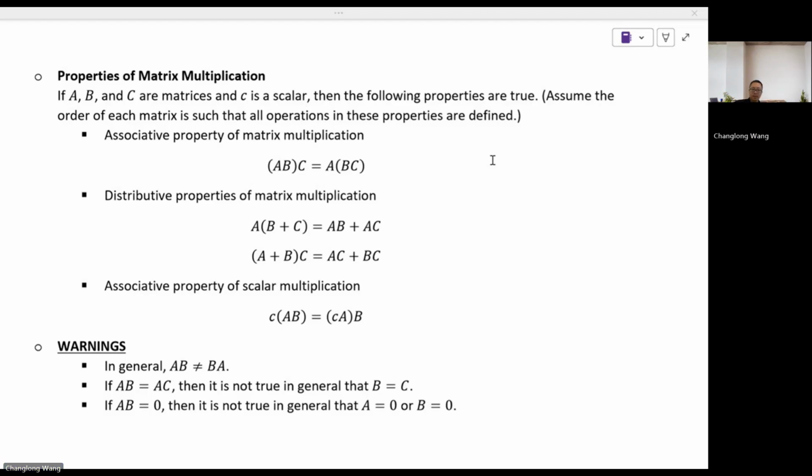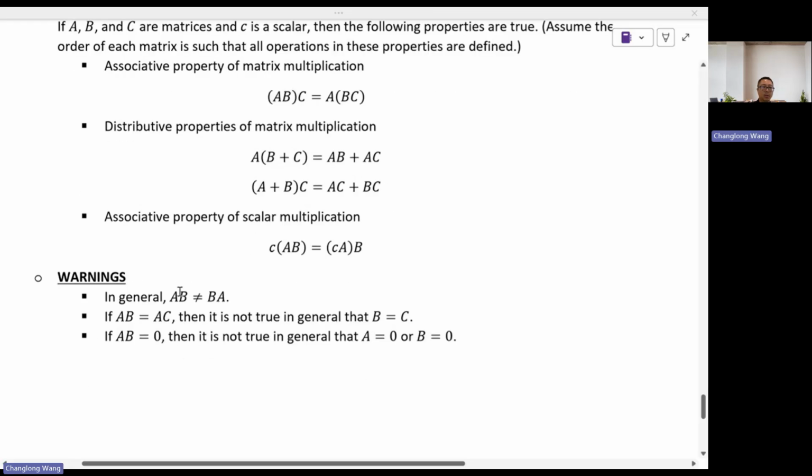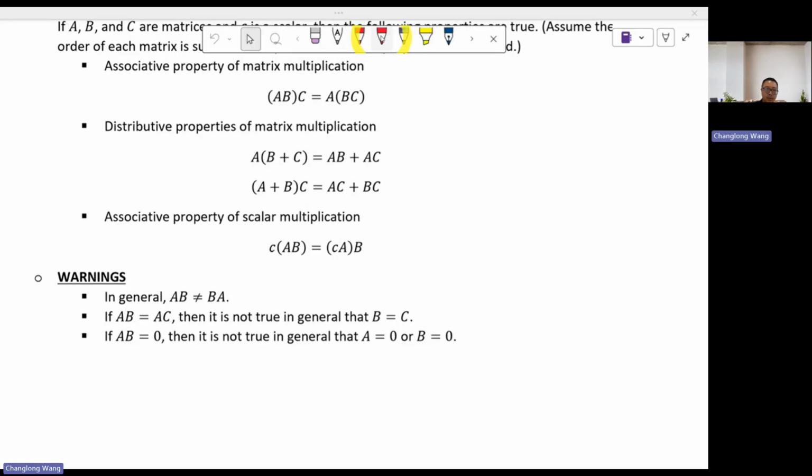we have a couple things that I want to alert our students to when it comes to matrix multiplication, starting from number one. In general, you should not expect that the product of two matrices, A and B, is the same as the product of BA, right? So order does matter.